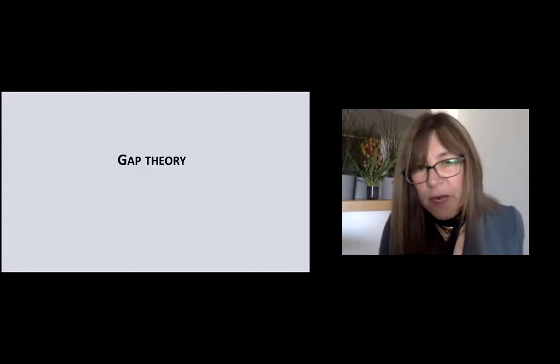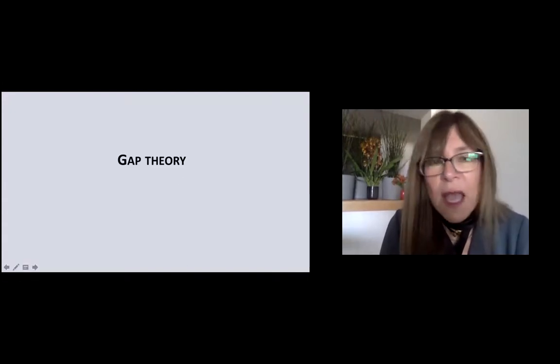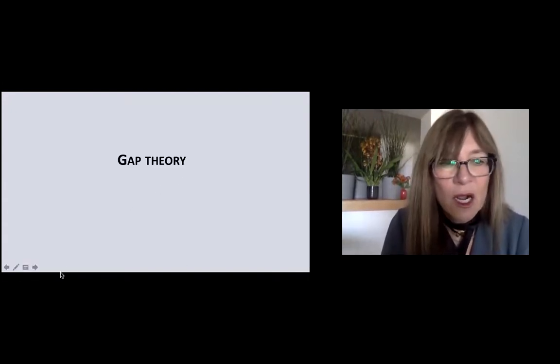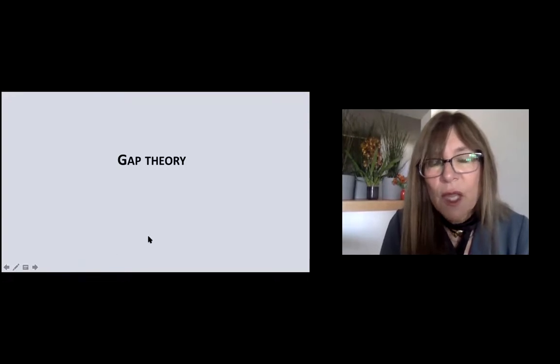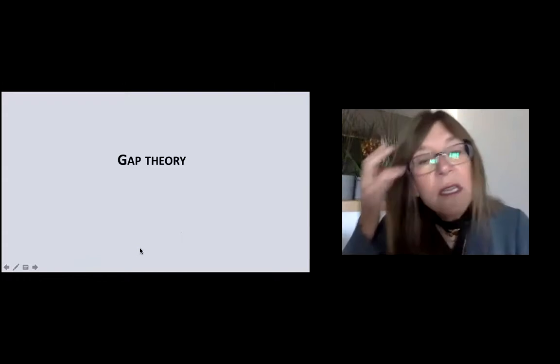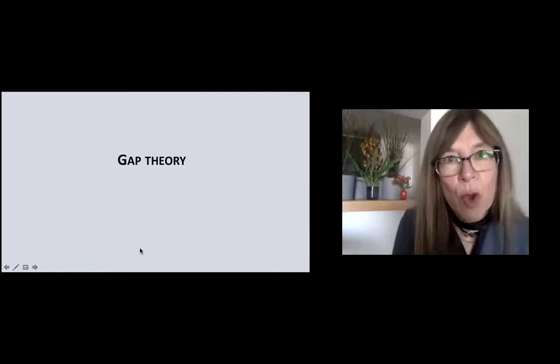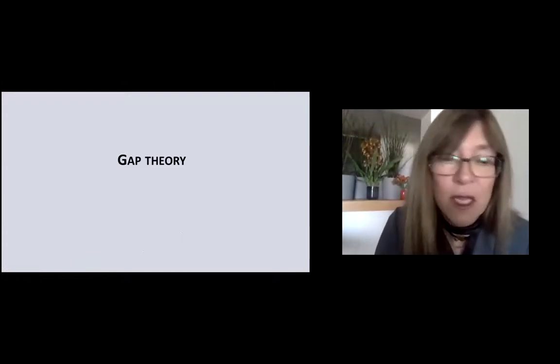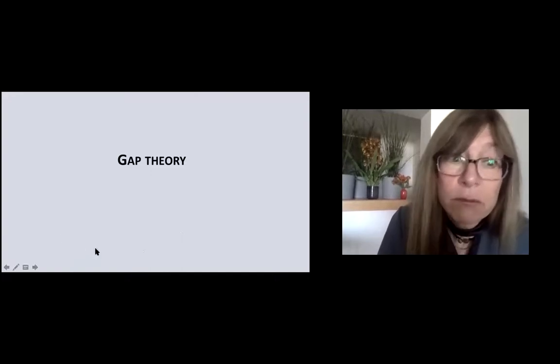Okay, first theory, gap theory. The second theory, there's something wrong with the reinforcement, I think. Although, you know, we don't know.